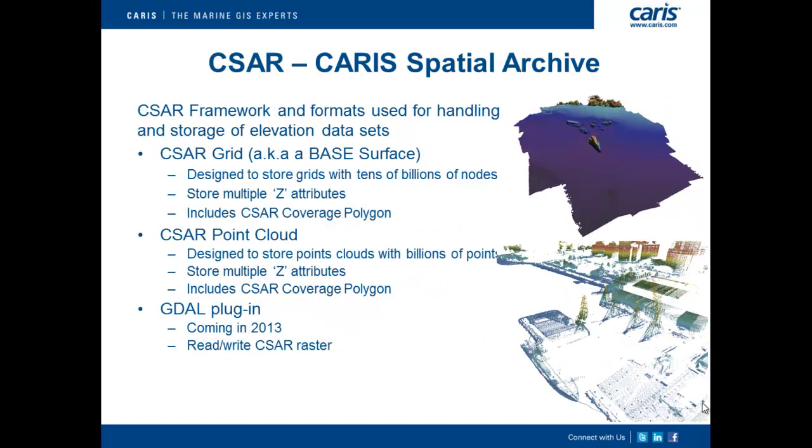So we were just discussing the storage of data in our CARIS CSAR format. Mike, can you tell us a little bit about CSAR and what makes it so great? Well, CSAR, or CARIS Spatial Archive, is really made up of two pieces. The first is the file format, and the second is the framework that we use in our software. Both have been designed to be flexible enough to support multiple data types.